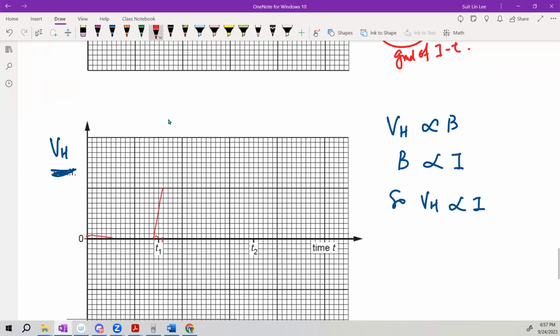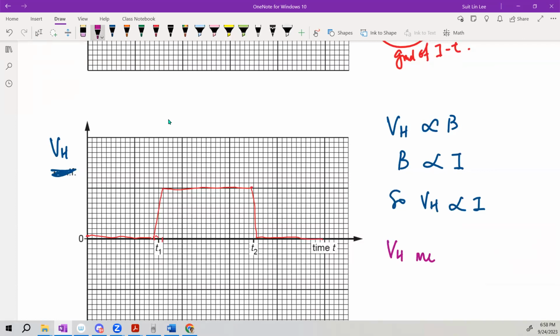No current, no magnetic field. Got current, got magnetic field, increasing until half a box. Current decreases, magnetic field decreases, down to half a box. No current, no magnetic field. Teacher, are they giving us marks for copying the graph? Correct.